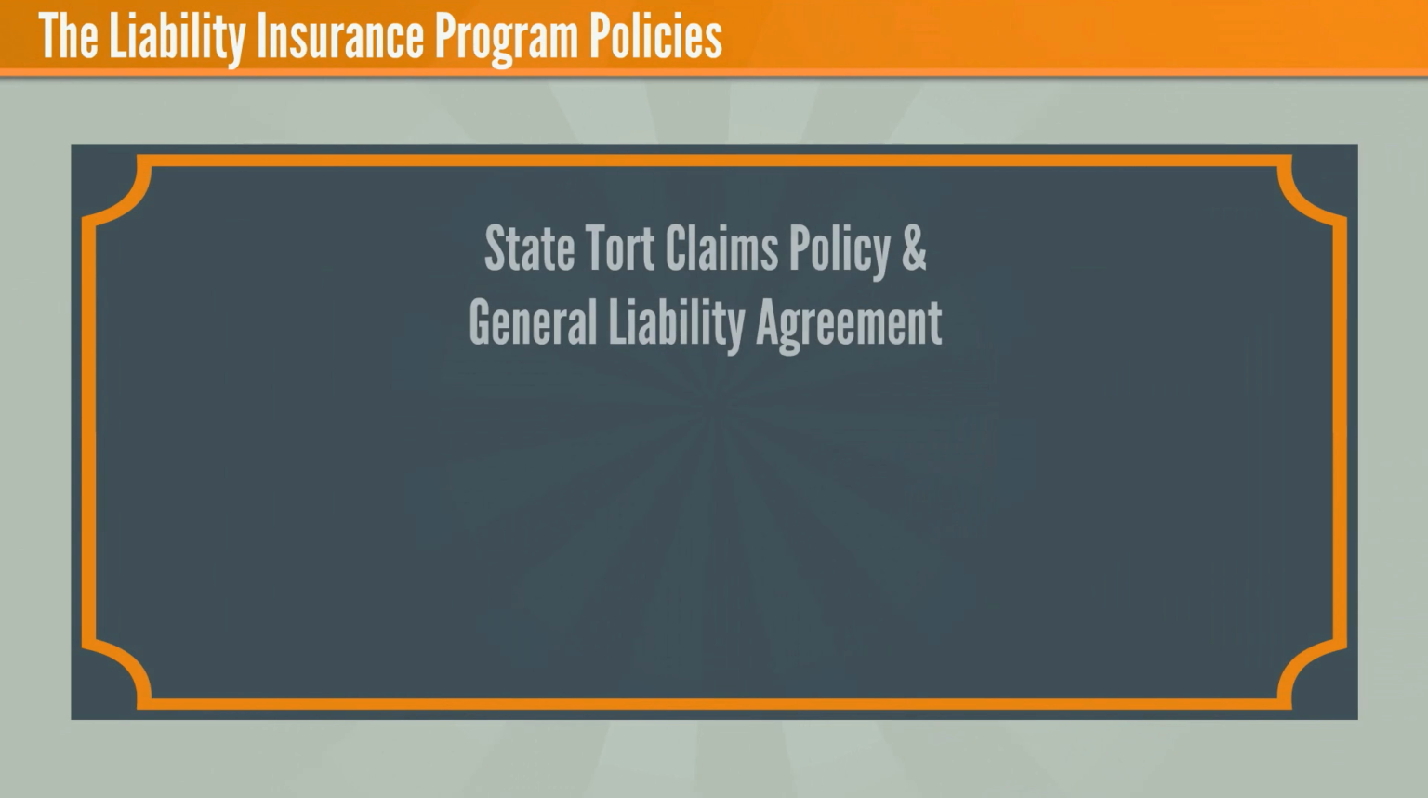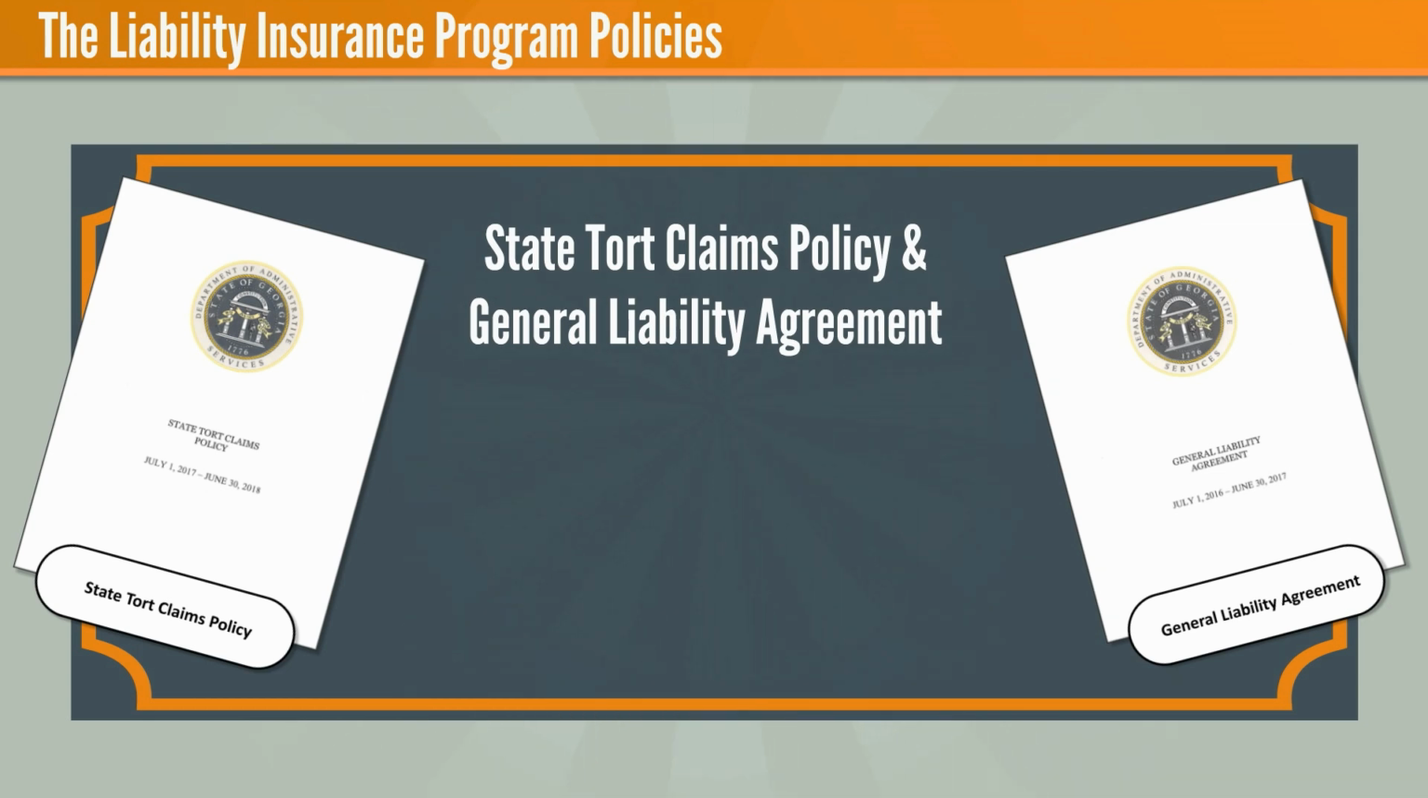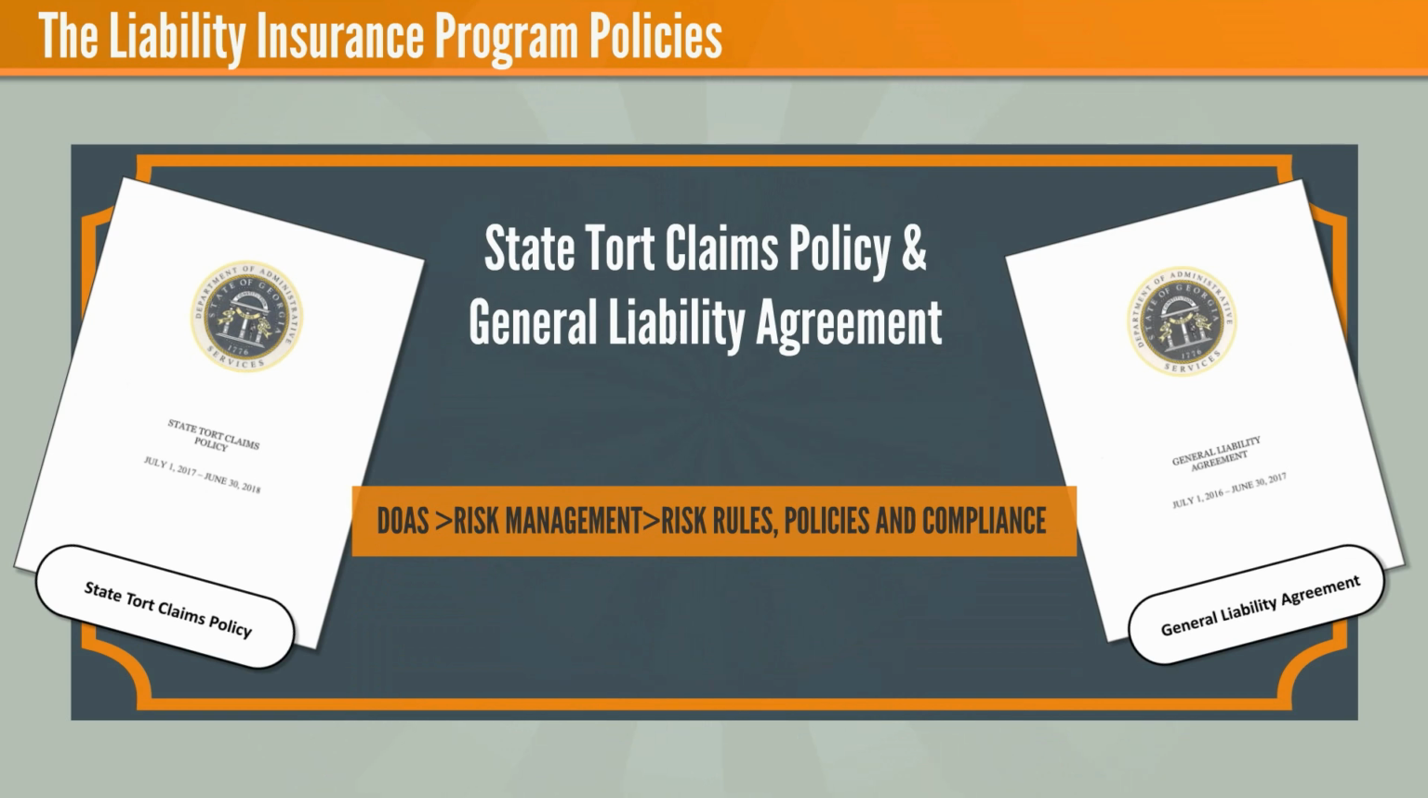The State Tort Claims Policy and the General Liability Agreement are insurance policy documents that govern the liability limits, conditions of coverage, exclusions, and any reserved immunities related to the liability insurance programs. To view full copies of the State Tort Claims Policy and General Liability Agreement, visit the DOAS website and navigate to the indicated area under Risk Management.